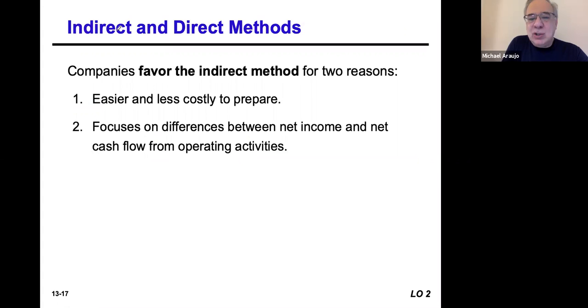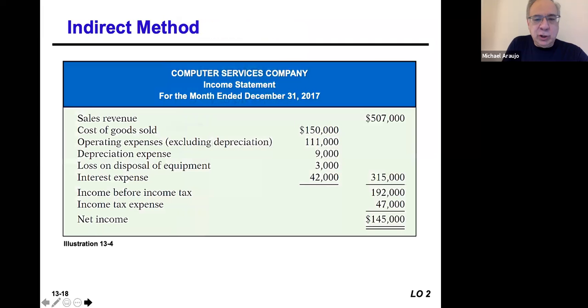There are different ways to prepare the statement. Almost everybody loves the indirect method versus the direct method because the direct method takes so much time and costs so much money that they don't really want to do that. They just simply want an idea of what happened with their cash. So it is easier and less costly to prepare. And the focus is really on things that matter with cash flow, which is net income and operating activity things that you'll see.